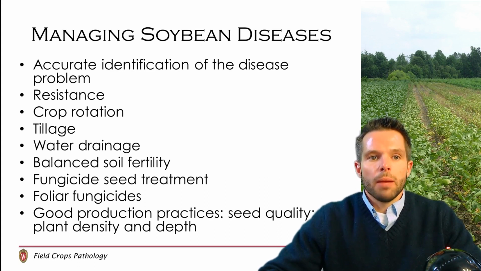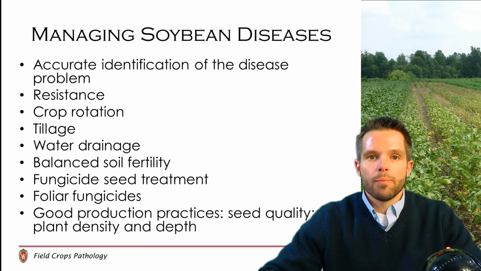So here's sort of my bulleted list of things to keep in mind when trying to develop a management plan. Make sure you get good identification. If you can't identify the problem, make sure you're using a good reputable diagnostic lab which can help you diagnose that problem. Utilize resistance. I think genetic resistance is the foundation of any good management plan.